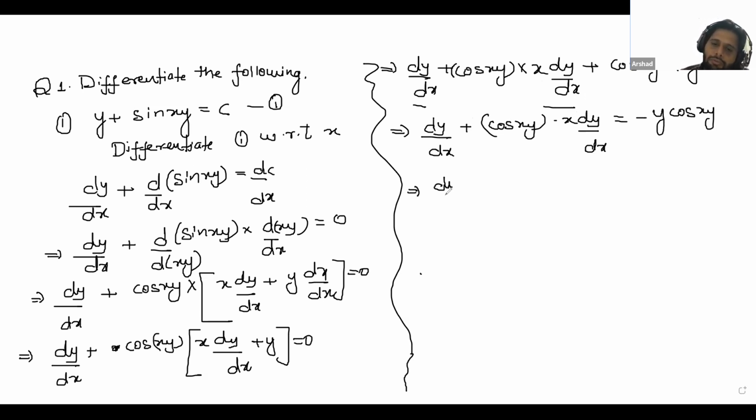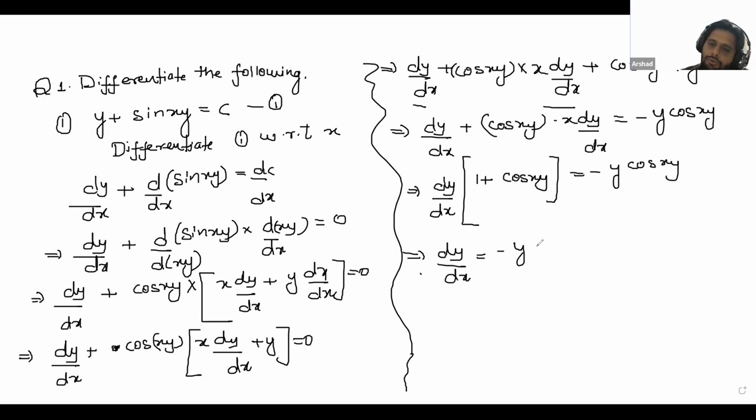Take dy by dx common. So here you will get 1 plus x cos xy, and this is equal to minus y cos xy. Shift this complete term to the right side, so this will go in the denominator. dy by dx is equal to minus y cos xy divided by 1 plus x cos xy.